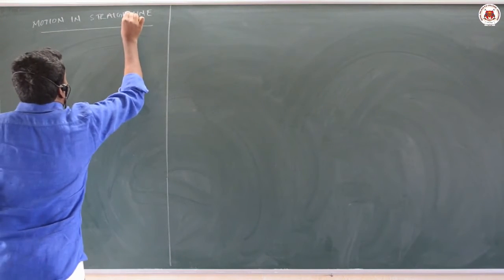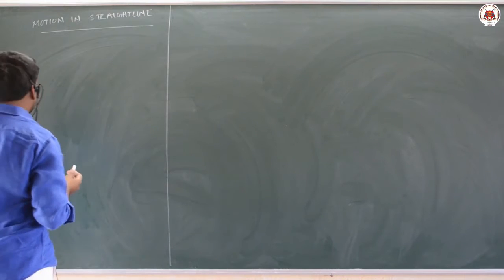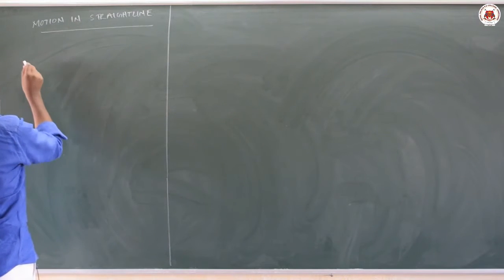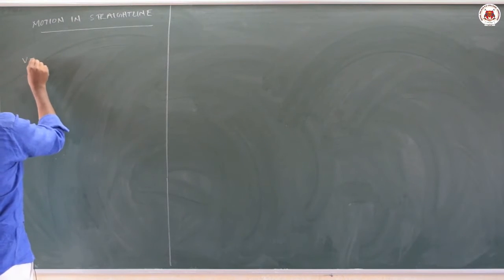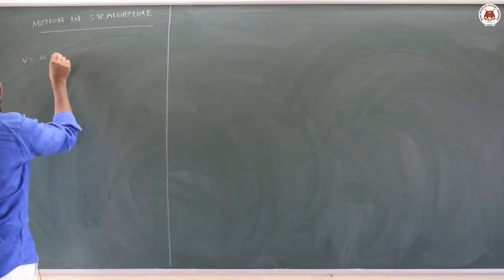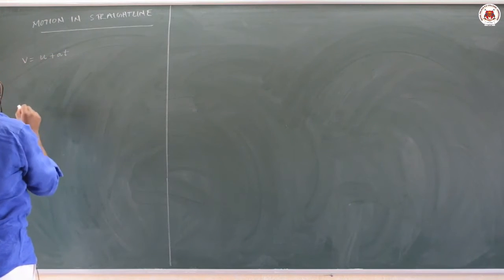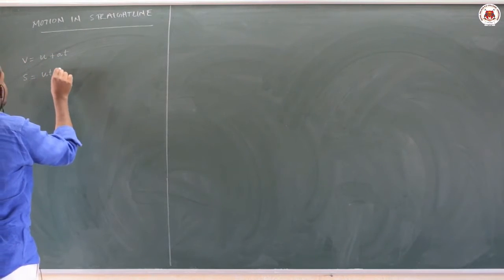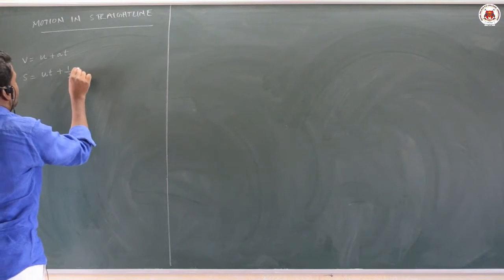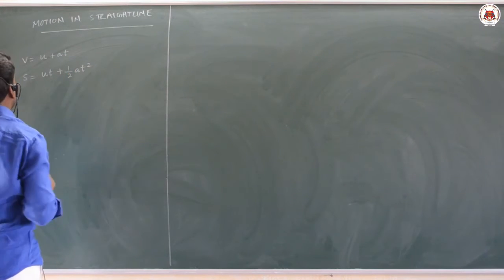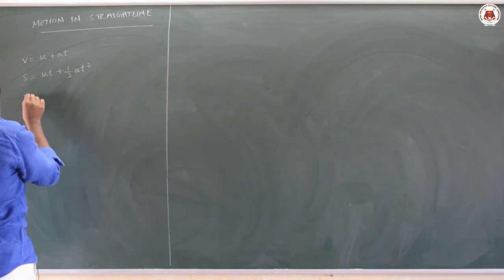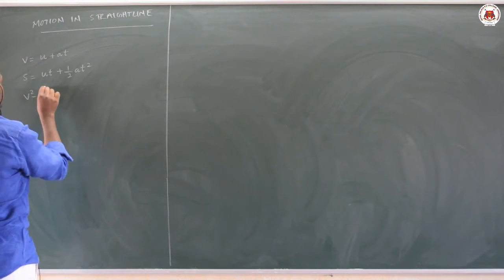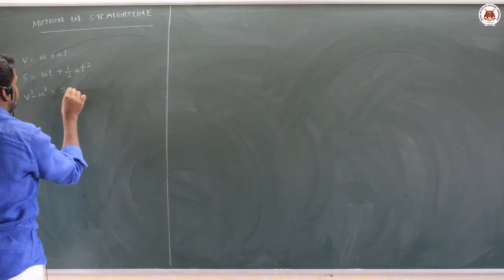In this chapter, first you have to know the equations of motion. First equation of motion is v is equal to u plus at. Second equation is s is equal to ut plus half at square. Third equation is v square minus u square is equal to 2as.